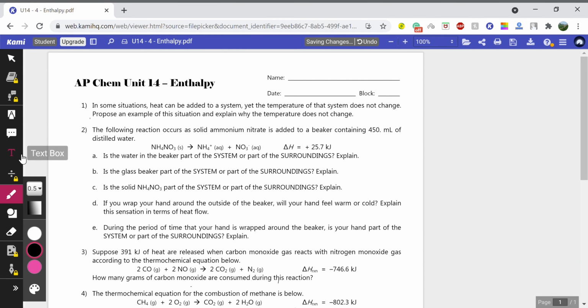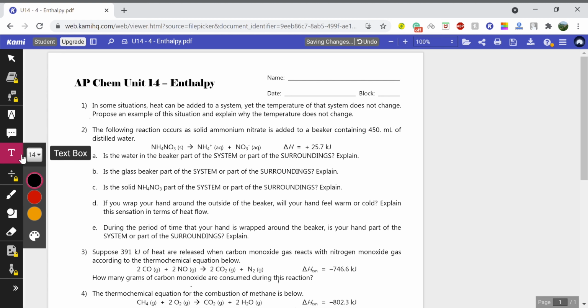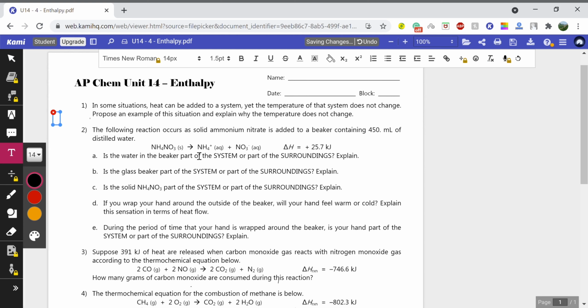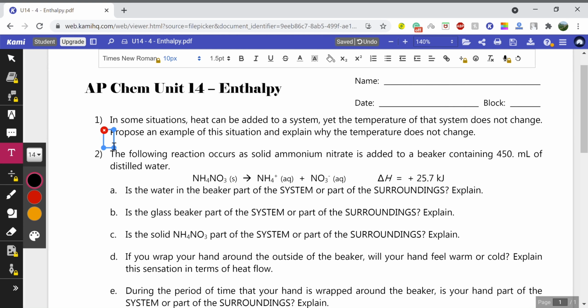Hi, in this video we're going to be doing some practice problems about enthalpy. So first, in some situations, heat can be added to a system if the temperature of that system does not change. Propose an example of this situation and explain why the temperature does not change. Alright, we talked about this a few videos ago. And this is an example of a system where increasing heat doesn't increase the temperature, is melting.